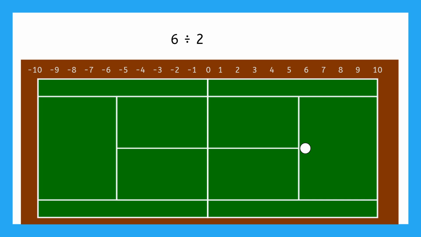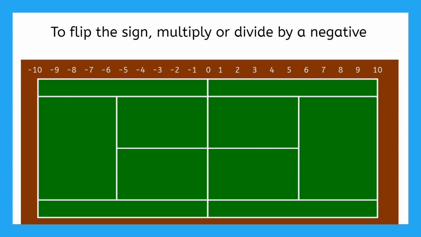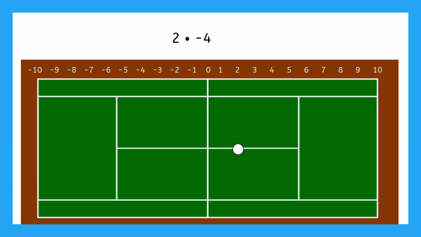6 divided by 2 is 3. And we started with a positive number, and since the second number is also positive, the sign doesn't change. The ball stays on the positive side. So now let's actually play some tennis. We have to get the ball to the other side. Remember, to change a sign, we have to multiply or divide by a negative number.